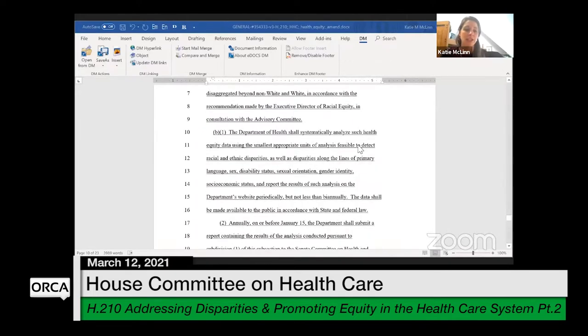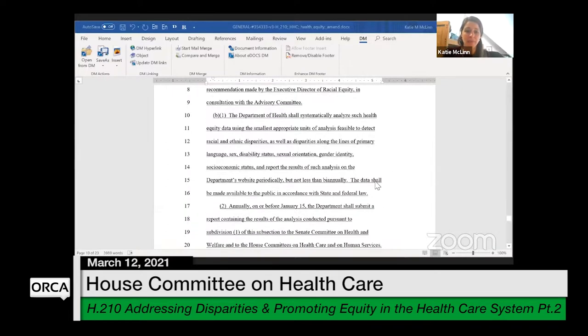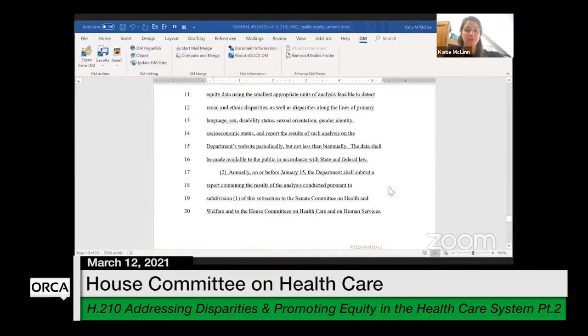And in subsection 2, the Department of Health is systematically analyzing health equity data using the smallest appropriate unit of analysis feasible to detect any disparities. And then the department is to report the results of this analysis on the department's website periodically, but not less than biannually. And the data shall be made available to the public in accordance with state and federal law.